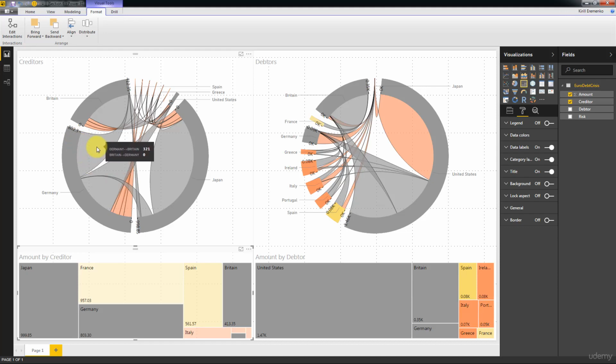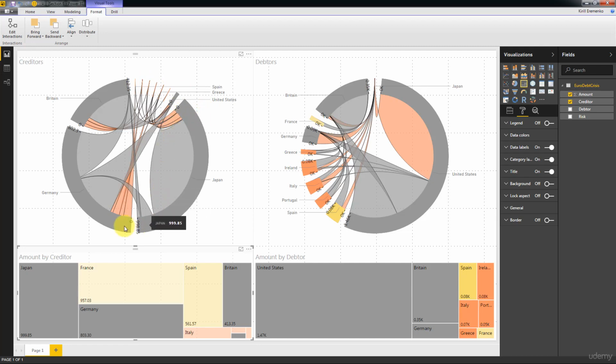So here, for instance, Germany lent Britain $321 billion. Japan lent Germany $88.5 billion. But most of the money that they are lending is going to the US. So Japan lent United States $796 billion, Germany lent them $324 billion, and Britain lent them $345 billion. So that's how much money went into the US. And then there's some colors going into the other smaller countries.